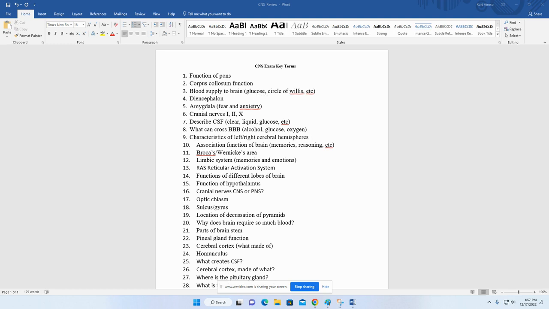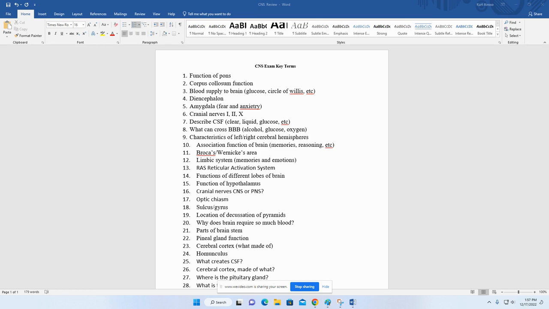Number 3, blood supply to the brain. All right, so remember the brain needs a constant supply of glucose because it does not store glucose. So if blood is cut off from the brain, it doesn't get that glucose. It can't make energy. Sodium-potassium pumps quit working. So it needs a constant supply of glucose.